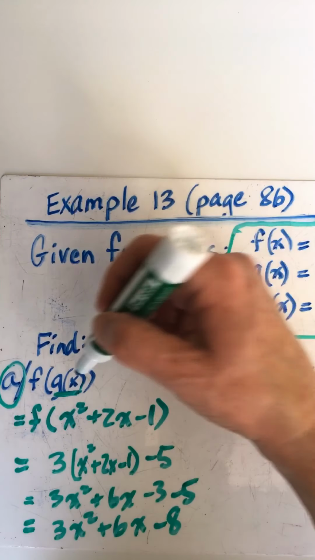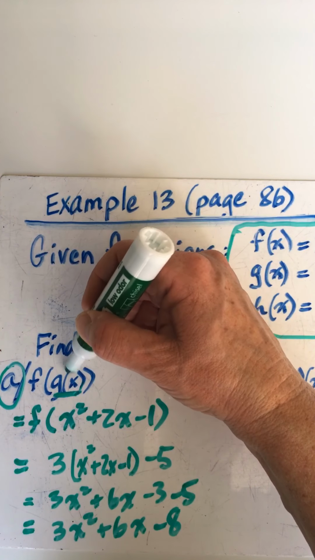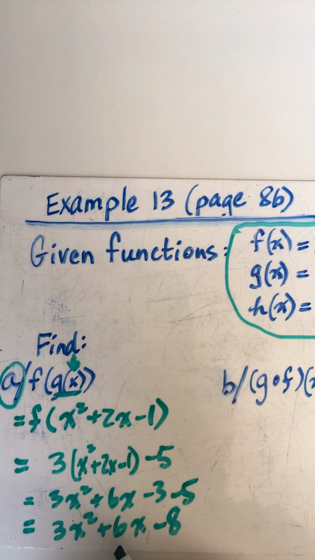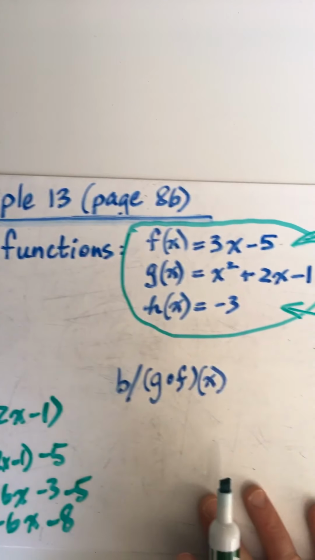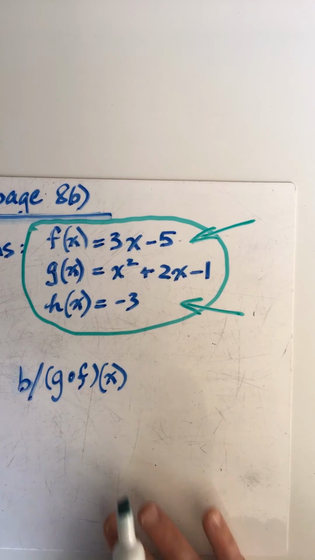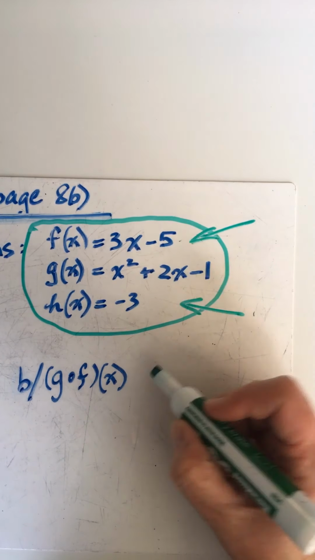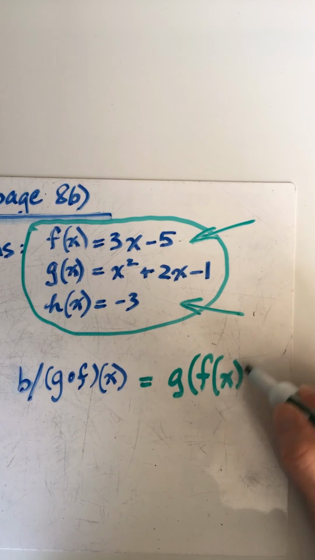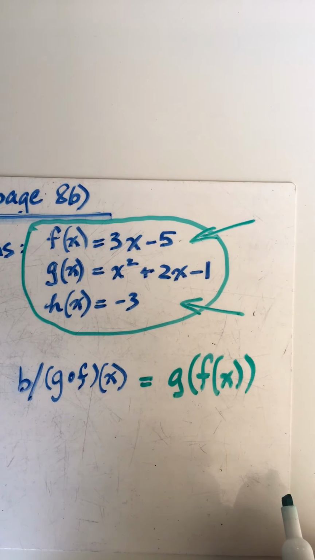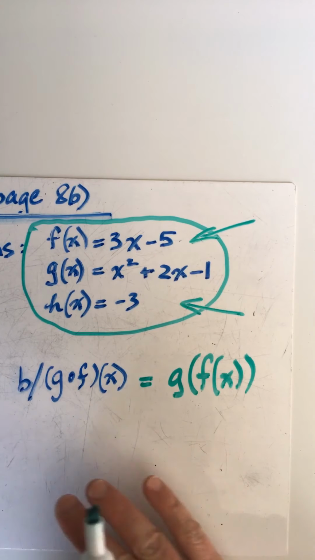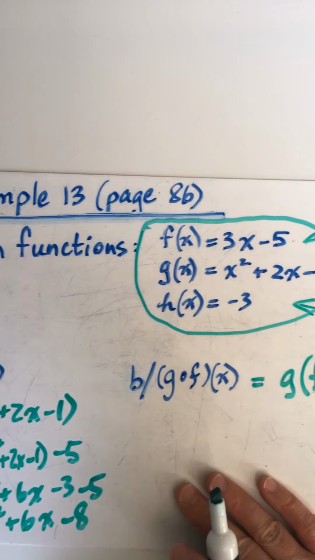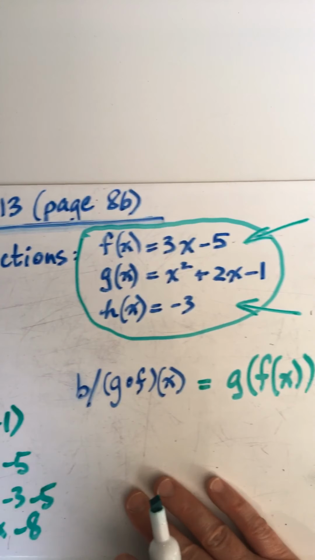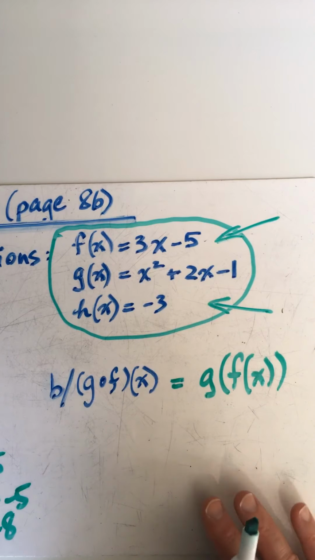Notice that we put an expression into this function. The expression was x, and we got an expression out. Over here now, g of f of x. This is the same as saying g of f of x. These two notations mean the exact same thing. Two functions working together. Now, notice the opposite order from the first question, which was f of g of x. This is going to be g of f of x.